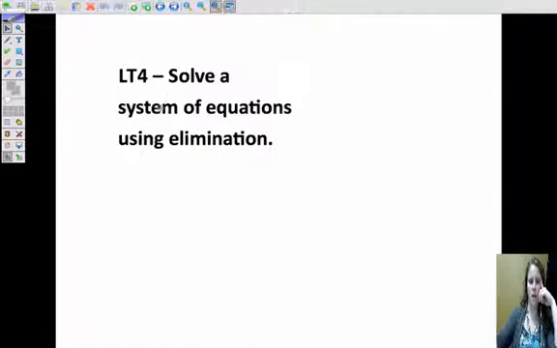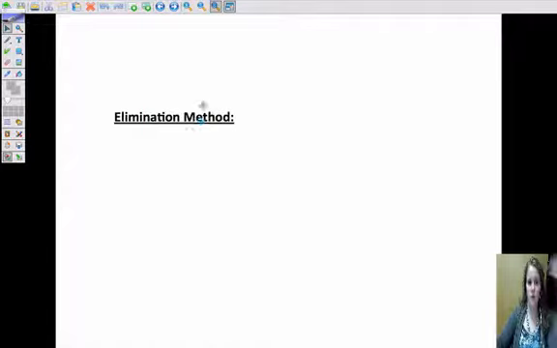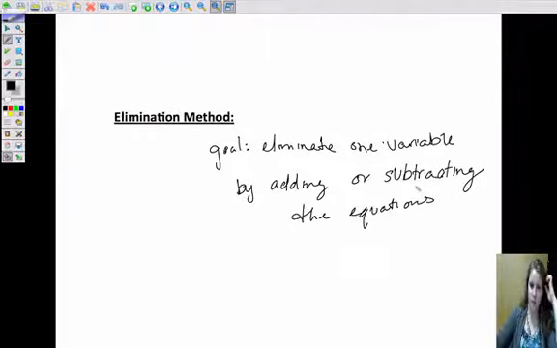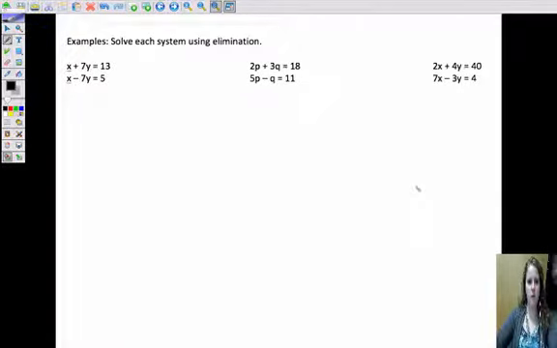So the goal of solving using the elimination method is to eliminate one variable. In the same way we eliminated one variable by substituting in the other in substitution, we're going to eliminate one variable here by adding or subtracting the equations. We're going to take the whole equations themselves, and you'll see how this plays out. So let's look at some examples.